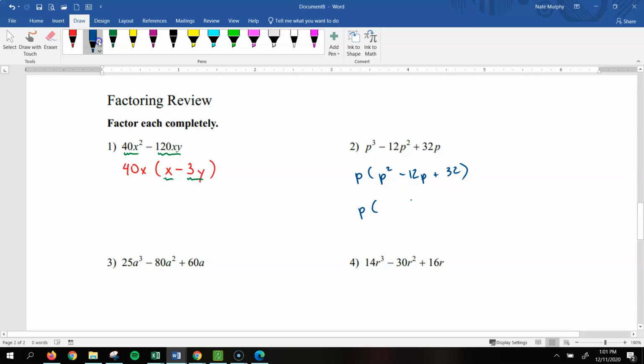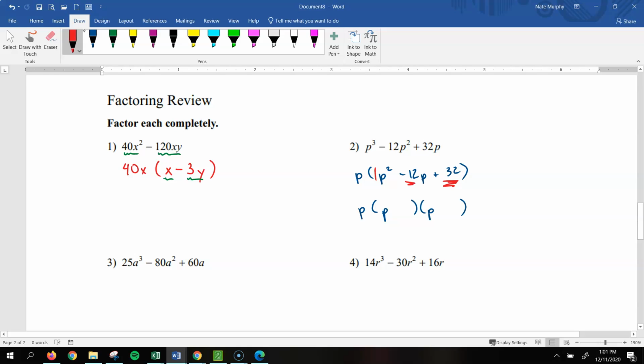Now this is one of those where, since our value for a here is 1, we can do that easy trick of just saying, well, we're going to have p there in both of those places, but now we're looking to see what 2 numbers would multiply together to be 32 that would add together to be negative 12.